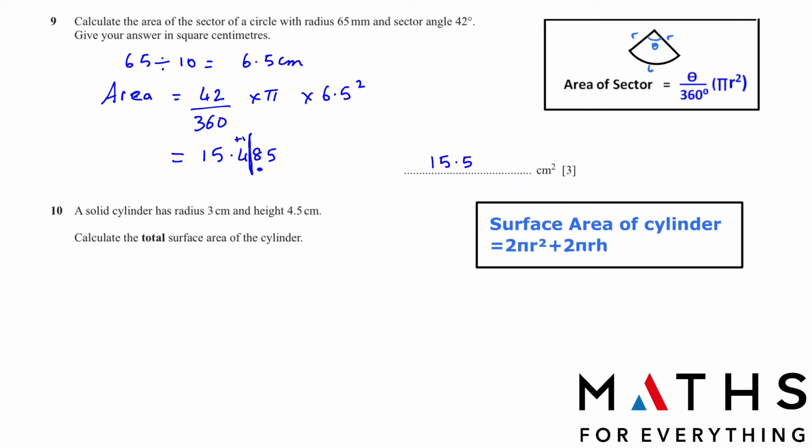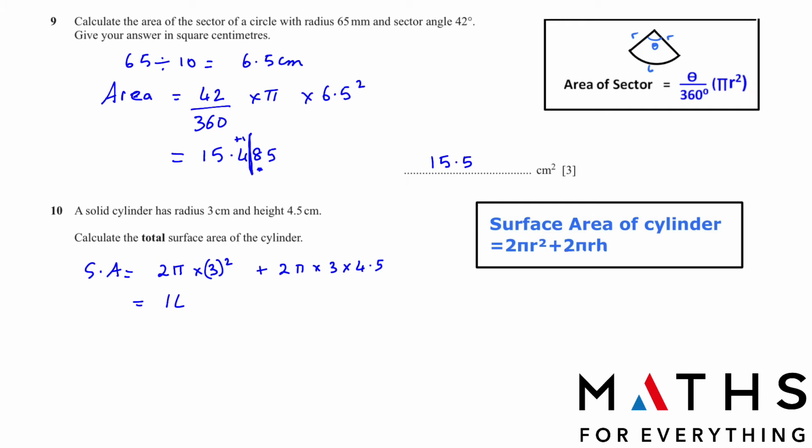Please write down all the formulas like this one and this one all in one place so that you have easy access to it and start memorizing them. So your surface area is equal to 2 pi r square. R is 3. R square means multiply by 3 square plus 2 pi multiply by 3 multiply by our height, which is 4.5. And that's it. Put the whole thing in the calculator.